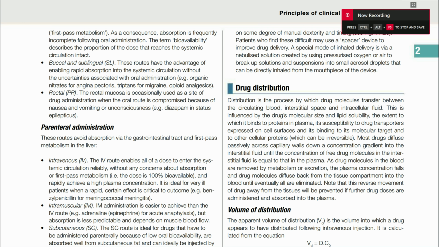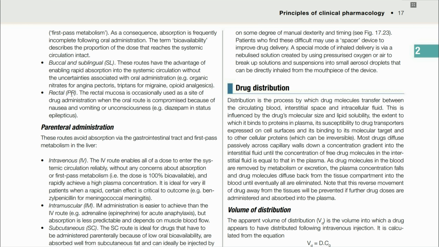First-pass metabolism. As a consequence, absorption is frequently incomplete following oral administration. The term bioavailability describes the proportion of the dose that reaches the systemic circulation intact. Buccal and sublingual (SL). These routes have the advantage of enabling rapid absorption into the systemic circulation without the uncertainties associated with oral administration. Example: organic nitrates for angina pectoris, triptans for migraine, opioid analgesics.